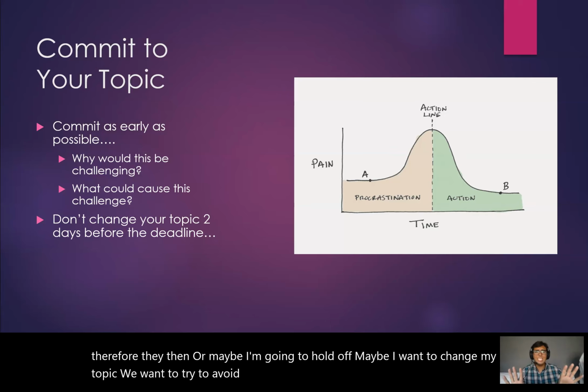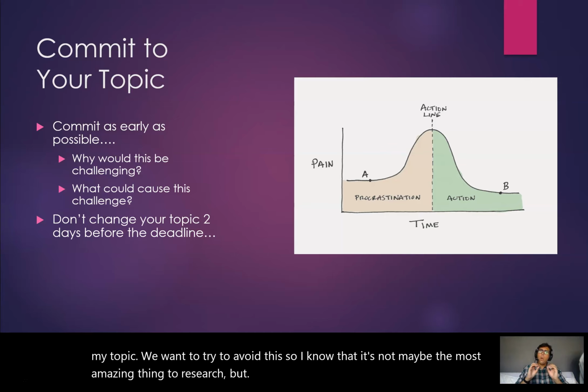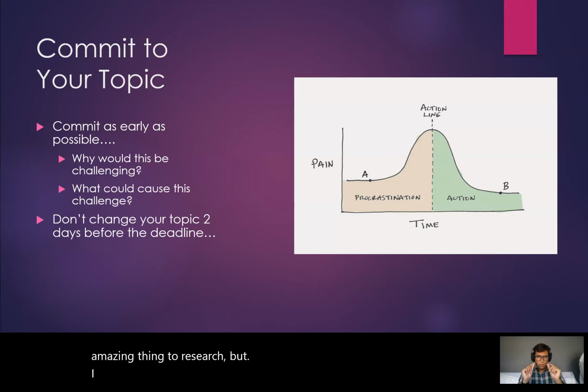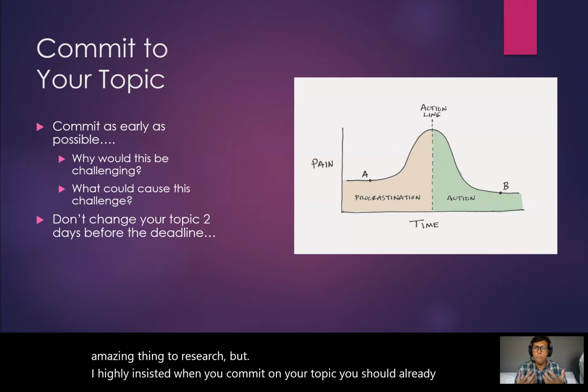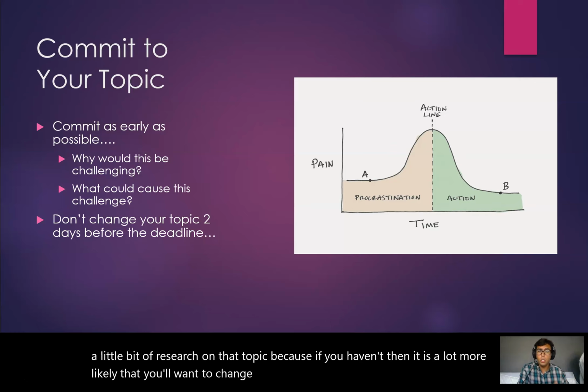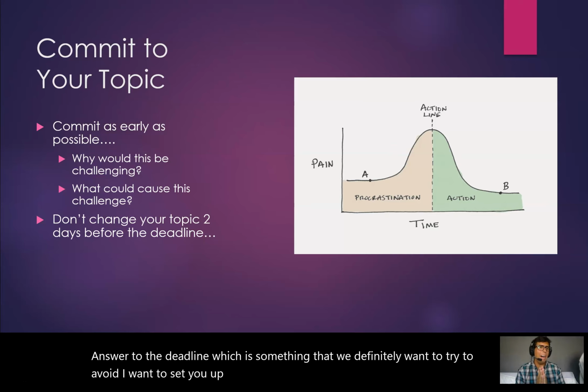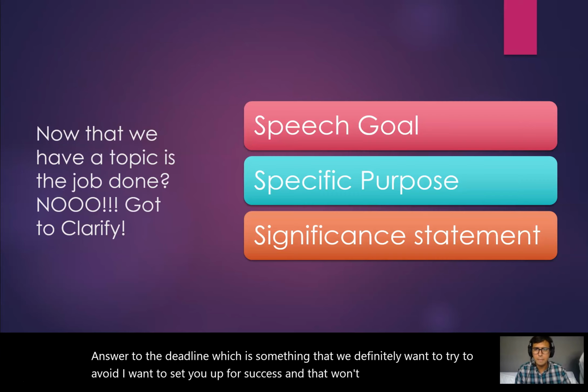We want to try to avoid this. So I know that it's not maybe the most amazing thing to research, but I highly insist that when you commit to your topic, you should already have done a little bit of research on that topic. Because if you haven't, then it is a lot more likely that you'll want to change your topic closer to the deadline, which is something that we definitely want to try to avoid. I want to set you up for success, and that won't be setting you up for success.